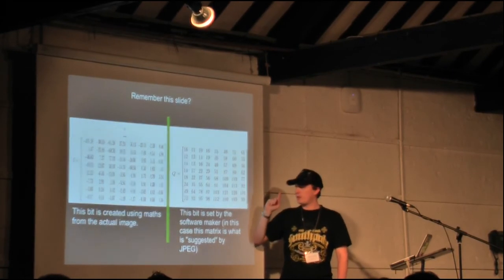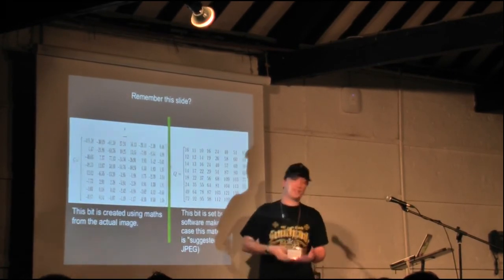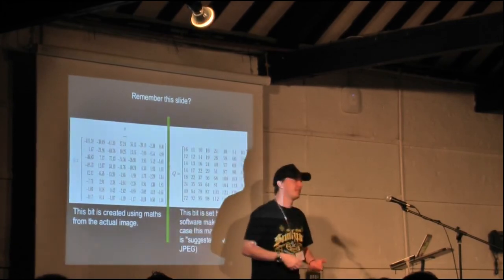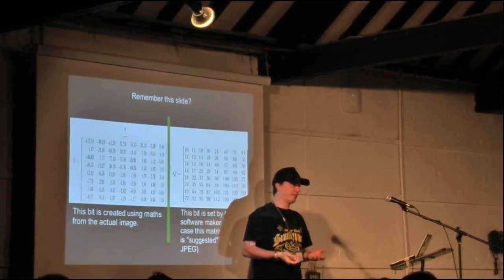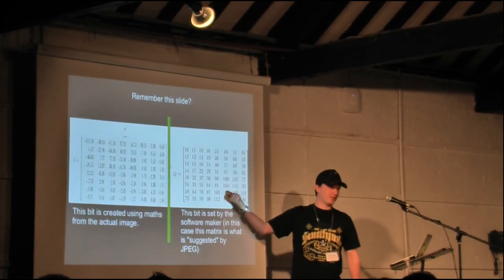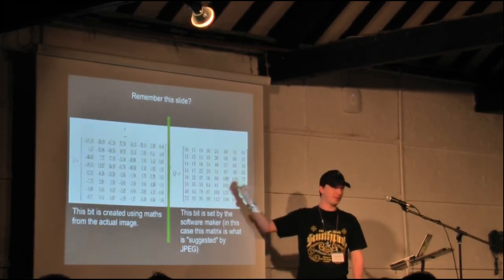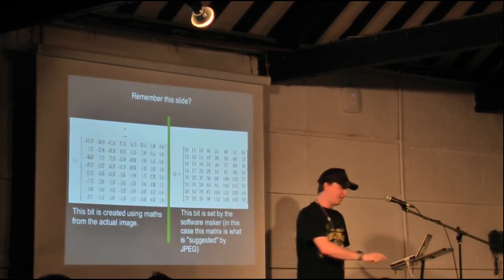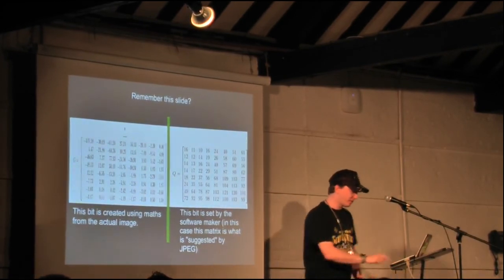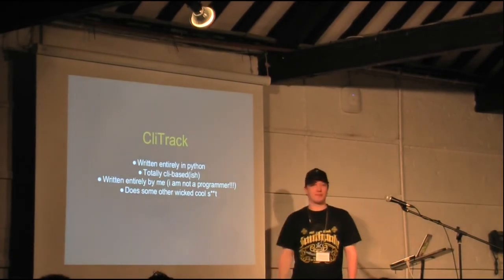So, if someone, say, fakes an image and changes the EXIF data to say it was done with a Canon, and this is not a Canon matrix, a Canon didn't make that picture. It was Photoshop, or whatever the matrix says made it. So I made a piece of software called CLI Track. It does a whole bunch.